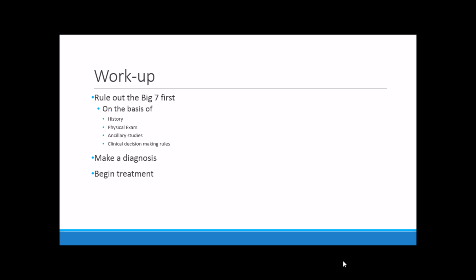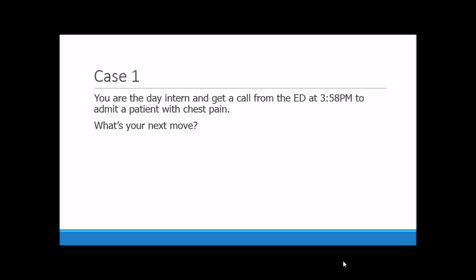Okay, so how do we do this? We want to rule out the big seven first, and we do this on the basis of taking a history, doing a physical exam, getting some ancillary studies, and then using some clinical decision-making rules where appropriate. And once we rule out the big seven, then we actually want to make a diagnosis. It may be one of those seven, or it may be something else. We want to make a diagnosis and we want to begin treatment.